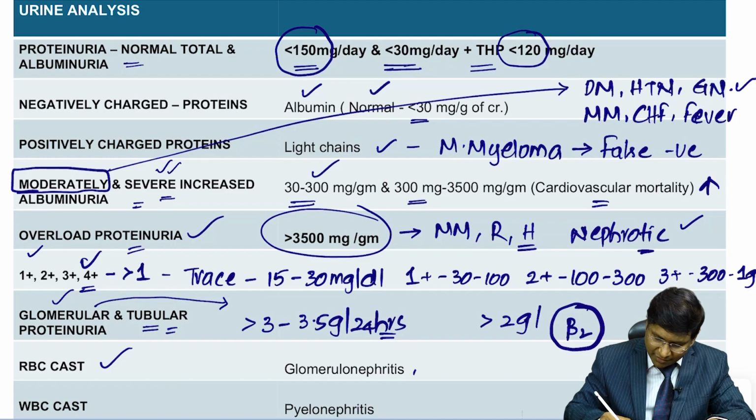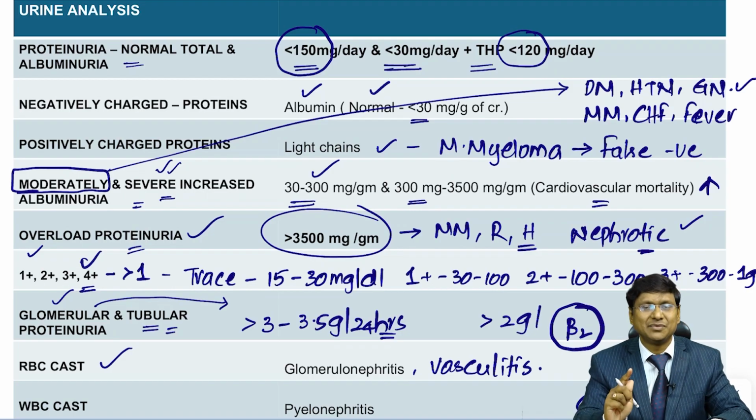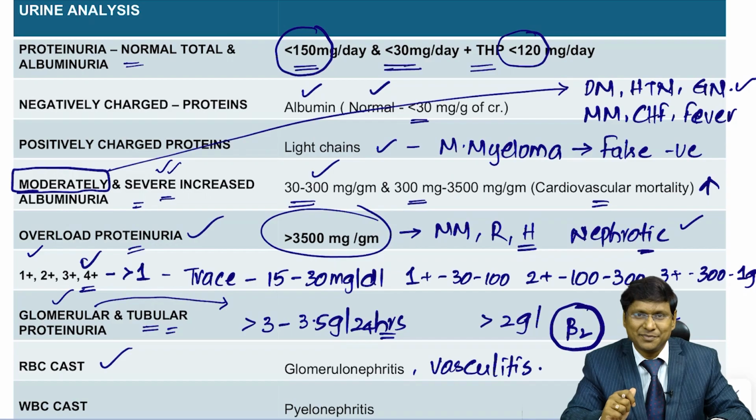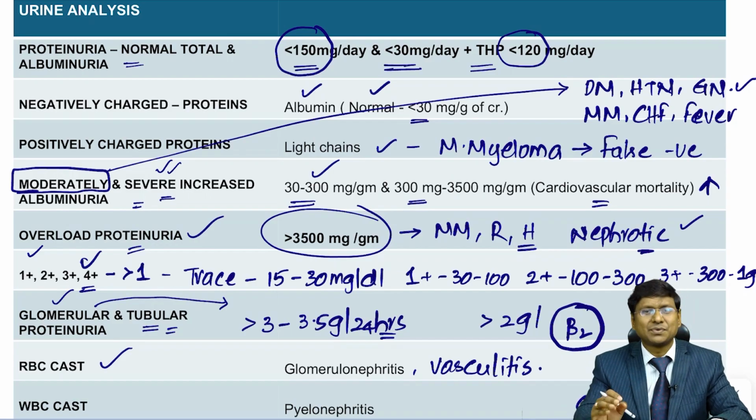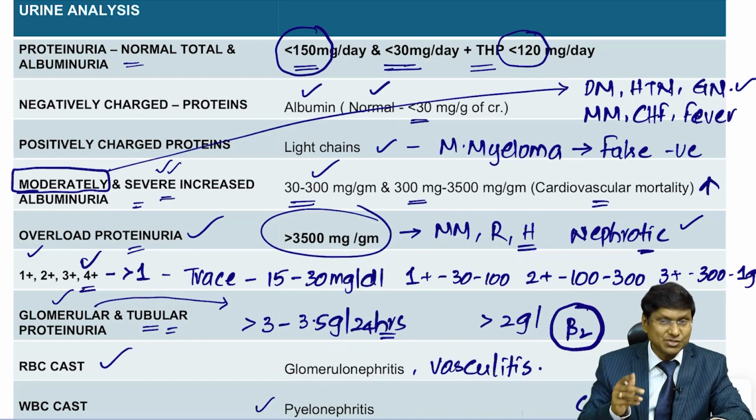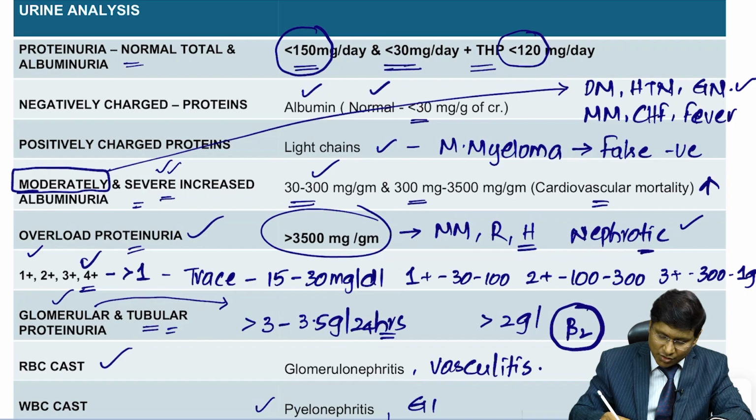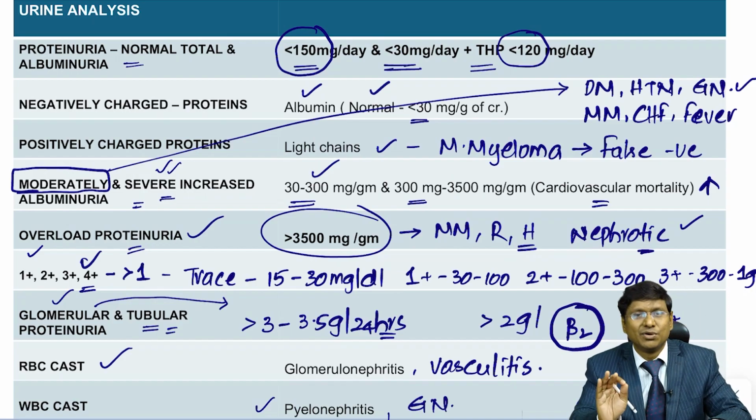And not only glomerulonephritis, you also notice that in cases of vasculitis as well. Now what is that particular vasculitis where you will have the RBC cast? It is Henoch-Schönlein purpura, right? Next, coming to the WBC cast. The WBC cast is observed in case of pyelonephritis, and WBC cast is also observed in cases of glomerulonephritis. So these are the scenarios where you have the presence of the WBC cast.